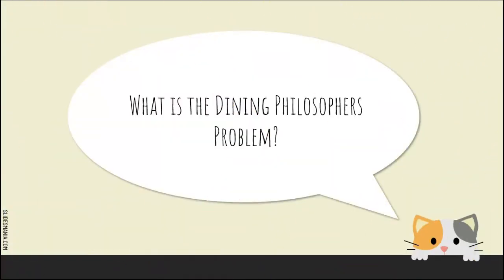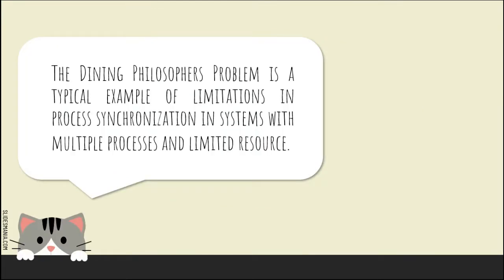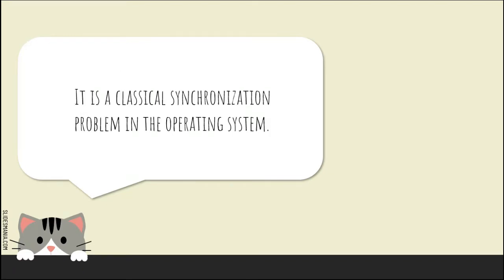What is the dining philosophers' problem? The dining philosophers' problem is a typical example of limitations in process synchronization in systems with multiple processes and limited resources. So, it is a classical synchronization problem in the operating system.